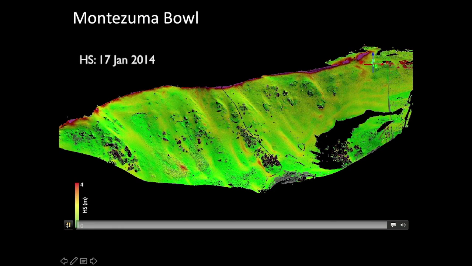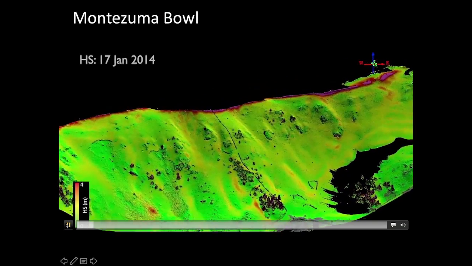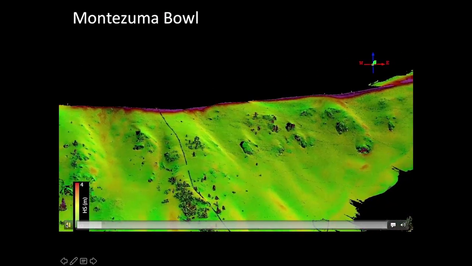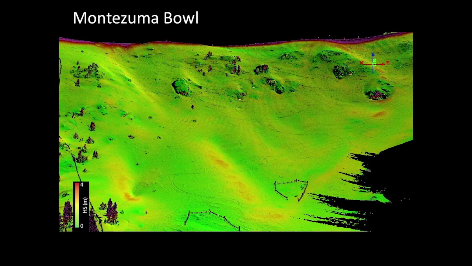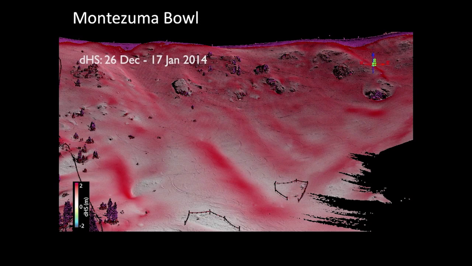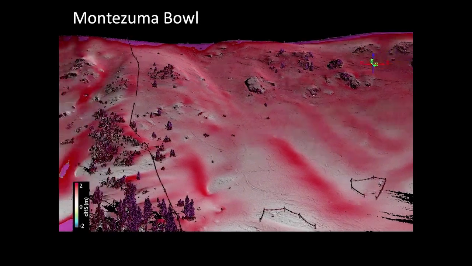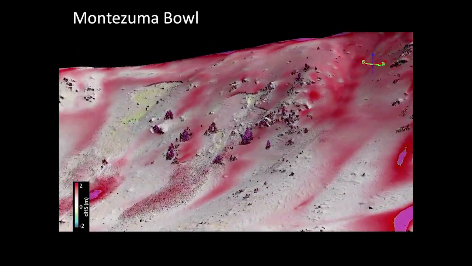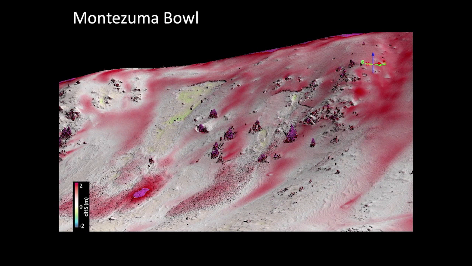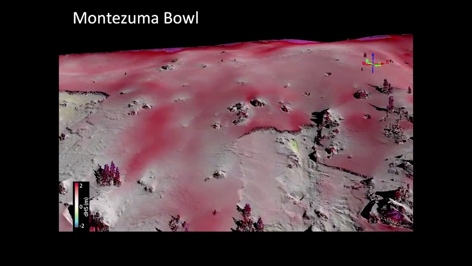This is Montezuma Bowl, and there's a couple different colors that'll show up. This is total snow depth from 0 up to 4 meters, and you can really start to see a lot of the high resolution patterns, and then when it changes, in this case, that's change in snow depth from -2 in blues to +2 meters in reds. You can really see a lot of the high variability in the slab thickness. In this case, this is a change in snow depth before and after a storm.